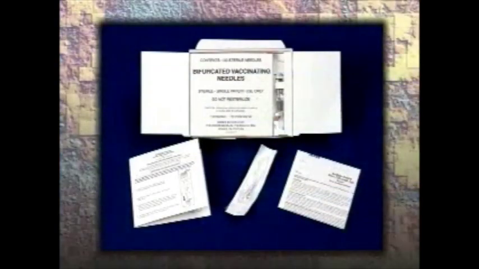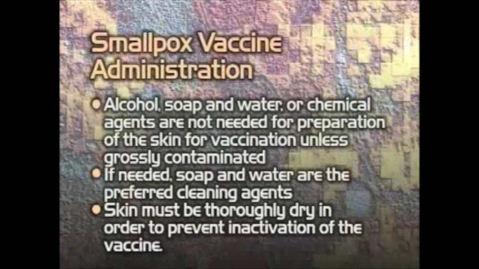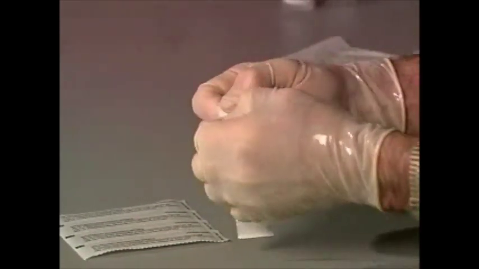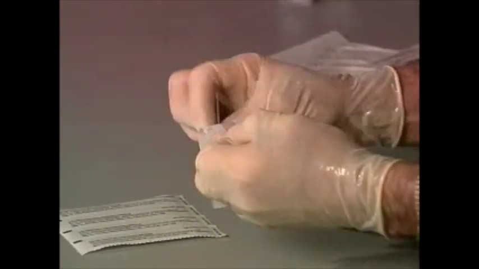A stopper for the vial and sterilized, individually packaged needles will be provided within the vaccine packaging. In general, alcohol, soap and water, or other chemical agents are not needed for preparation of the skin for vaccination, unless the area is grossly contaminated. If needed, soap and water are the preferred cleaning agents. If any cleaning agent is used, the skin must be thoroughly dry in order to prevent inactivation of the vaccine. Remove the bifurcated needle from its packaging. The needle is sterile, so be careful not to touch the bifurcated pointed end.